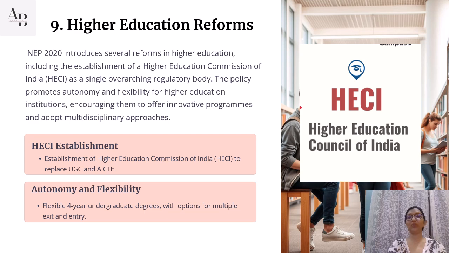There is an establishment of HECI, the Higher Education Council of India. Now, this Higher Education Council of India is a single umbrella body. Currently, we have UGC, the University Grants Commission, and we have AICTE for all the technical programs like engineering and so on.